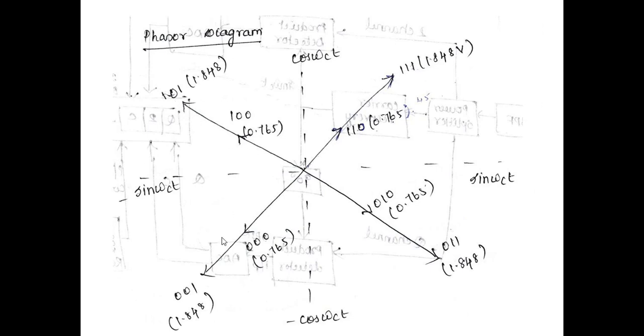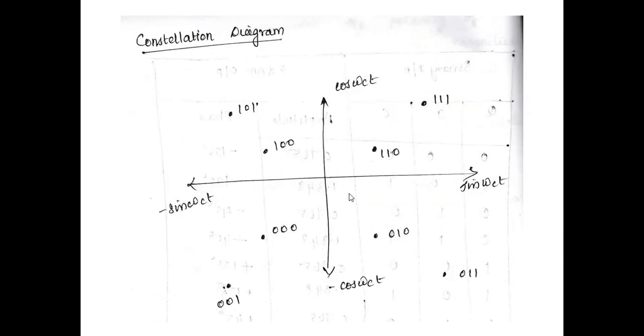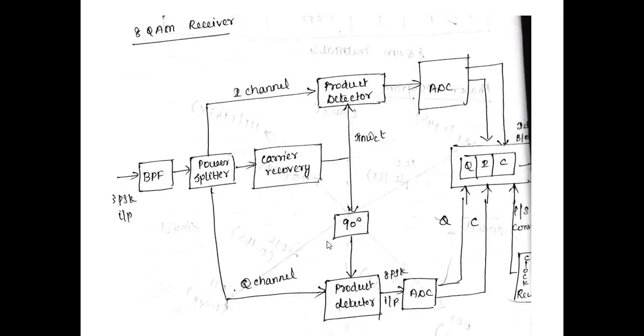Similarly on this side and this side at minus 135, minus 45 and plus 135. So we represent the 8 phasors in this diagram, and we get the constellation diagram. Here is point 110, here is point 111, and another point on this side, and so on. So we get a total of 8 points in 8 QAM.